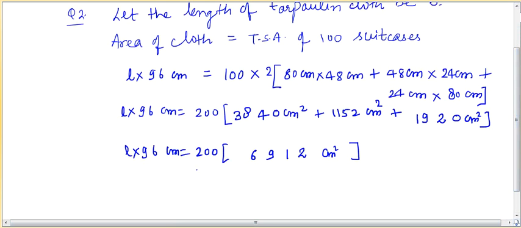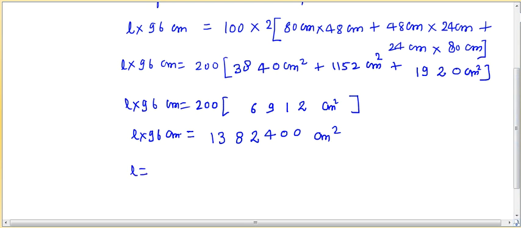Now we just multiply this number by 200. We put both zeros, then 2 2s are 4, 2 1s are 2, okay, 2 9s are 18, 1 carry, 2 6s are 12 plus 1 is 13. And now you know how to solve this. So to find the value of L, we just divide this value by 96.